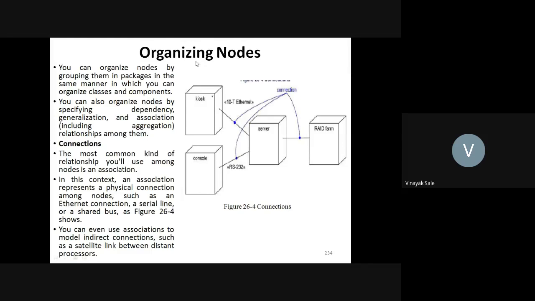So how do you organize nodes? You can organize nodes by grouping them in packages, in the same manner in which you can organize classes and components. You can also organize nodes by specifying dependency, generalization, and association with aggregation relationships among them.